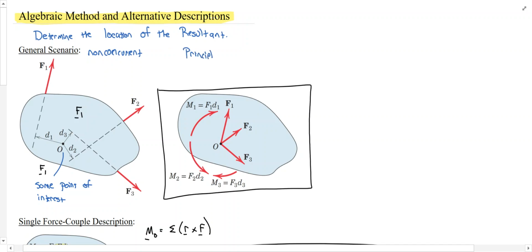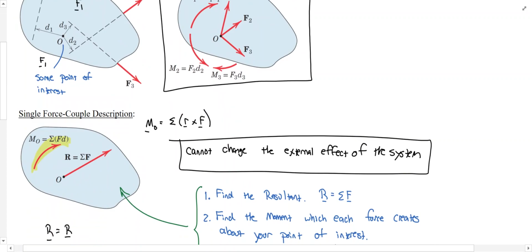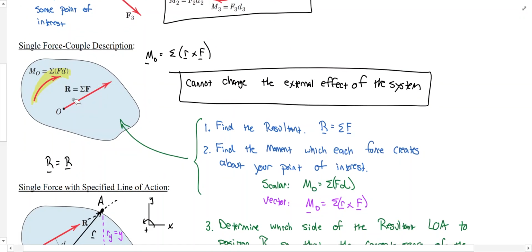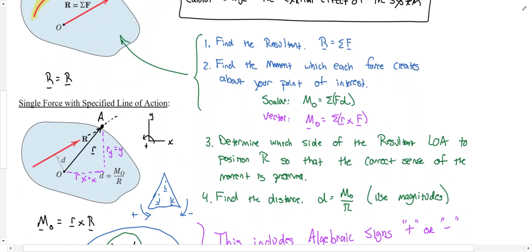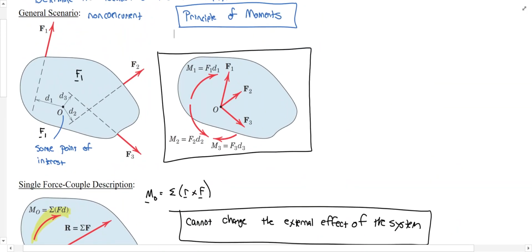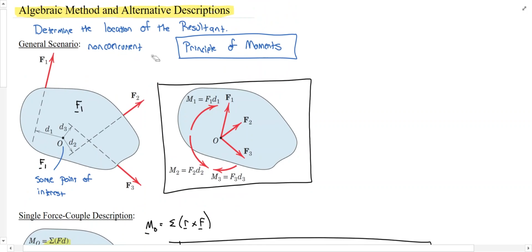And the principle of moments was really just an extension of Varignon's theorem to take the moment produced by each one of these forces around point O to form a single force couple description, and then to simplify from that single force couple description to a single force at a specific spot. So we've already done the most difficult and the most general scenario, which is the non-concurrent forces.